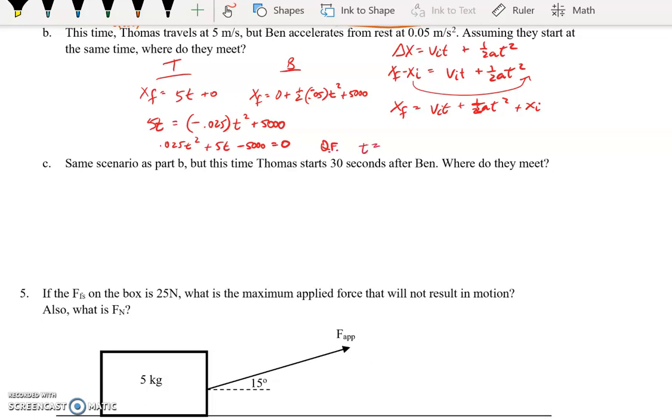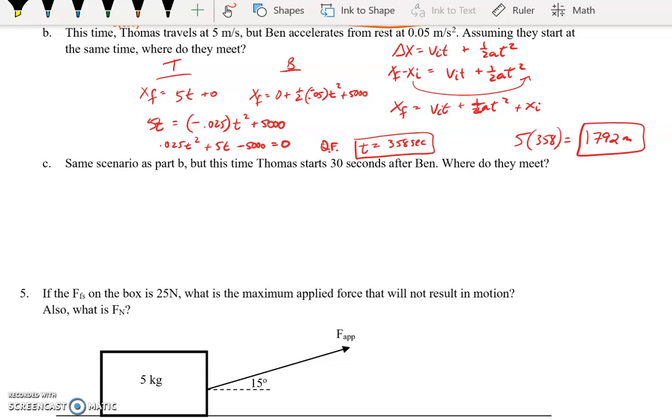And my time is either 358 seconds or negative 558 seconds, which is not an option. As far as where, I can plug that time back into either equation. Obviously, Thomas's equation is easier, so if I do 5 times that time, that gives me the meeting location. And they're going to meet 1,792 meters away. A little bit of rounding there.